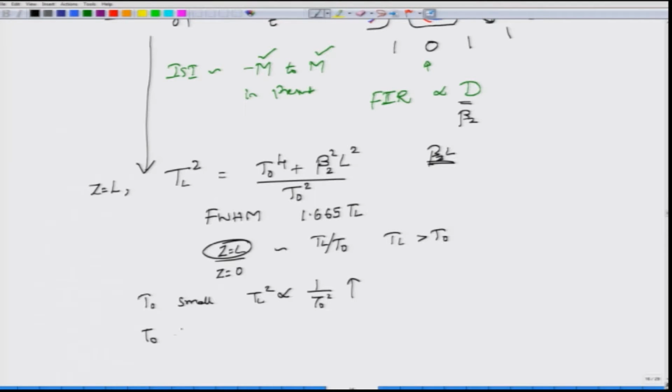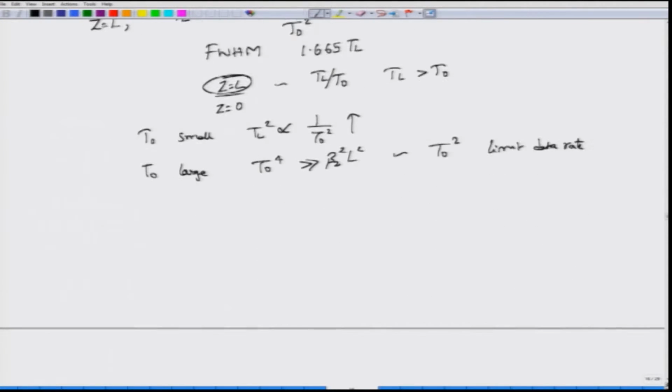You can't choose T0 too large as well, because you might simply get a situation from the numerator that T0 to the power 4 is larger than beta 2 square into L square. Okay. And if you put in these conditions, you will see that T0 too large will lead to TL square being approximately T0 square, which anyway will limit the data rate. Okay. So you can't choose T0 too small or T0 too large.